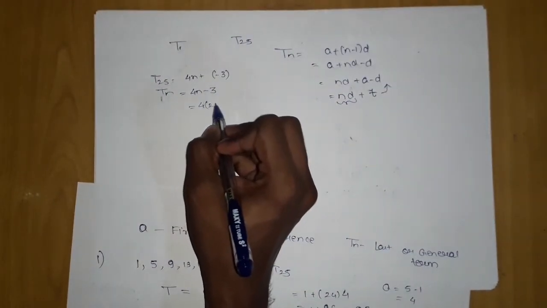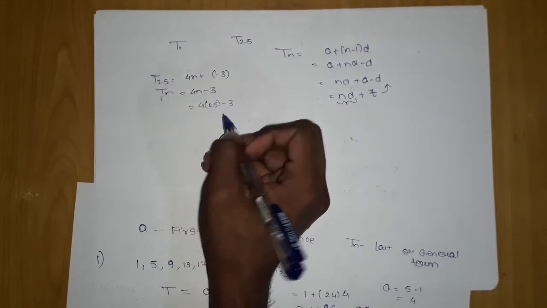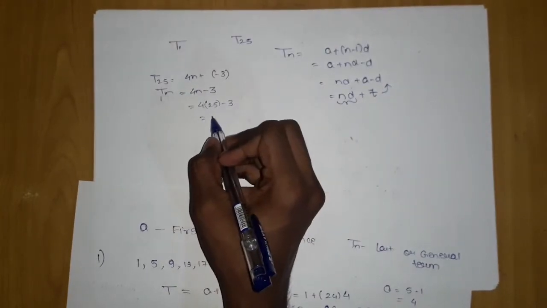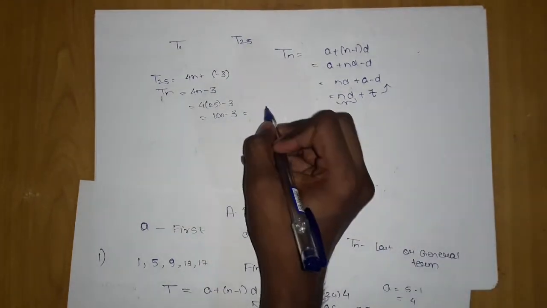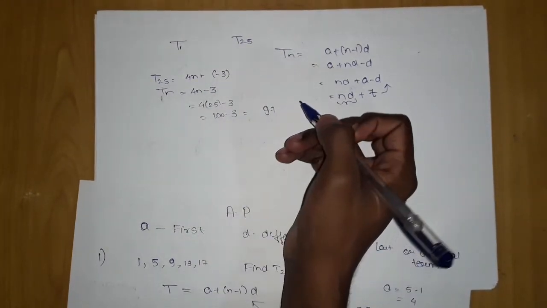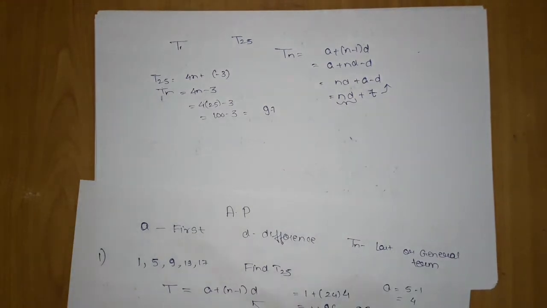4 into 25 minus 3, which will give you 100 minus 3, which is leading to 97 only. So we got the same answer. That was the main thing.